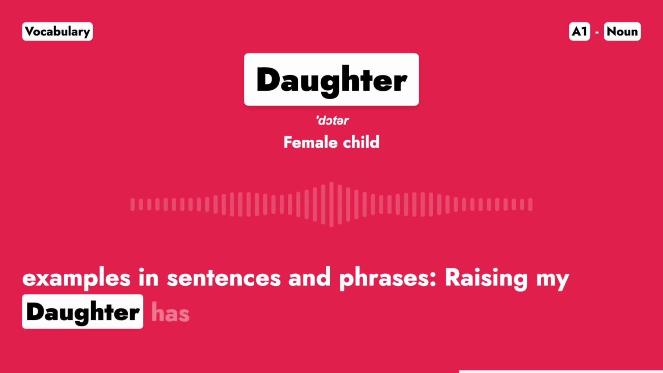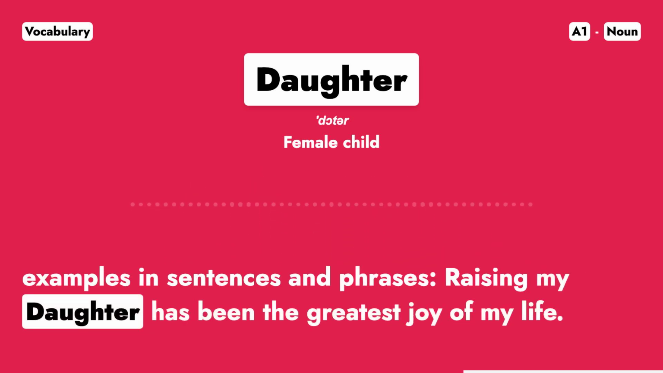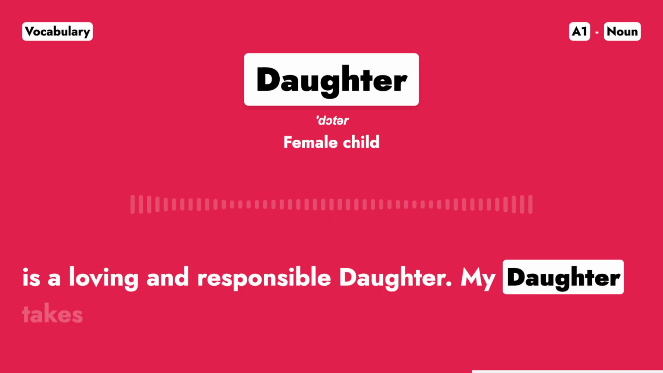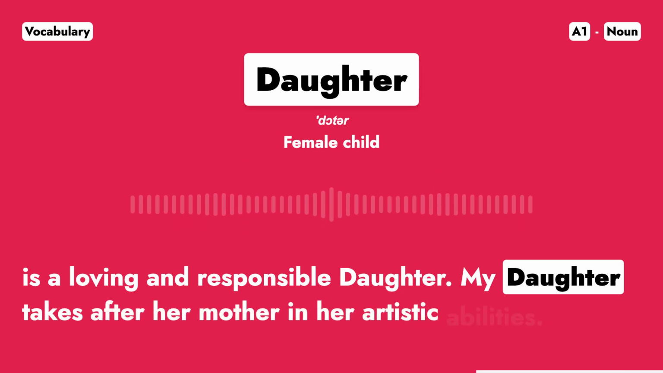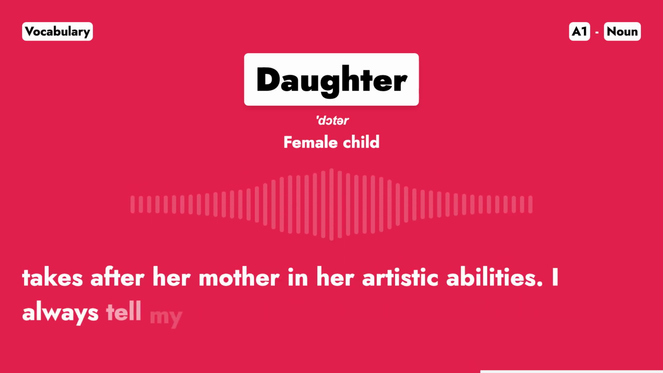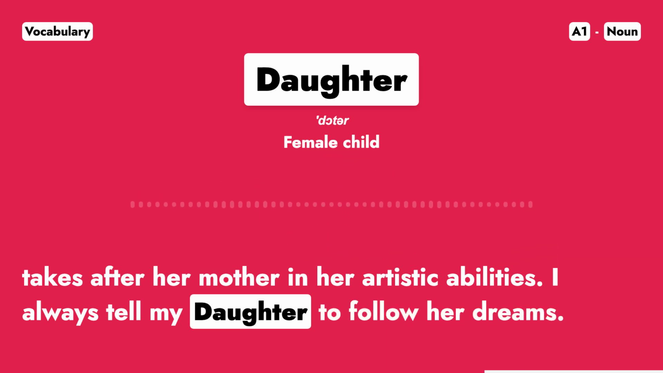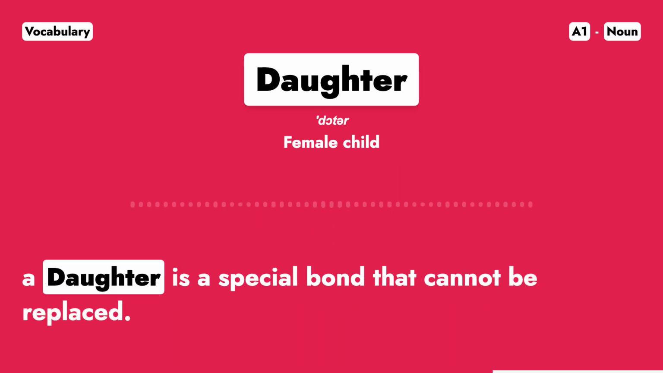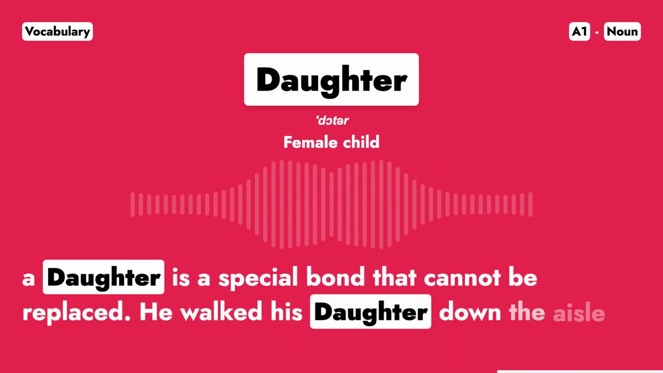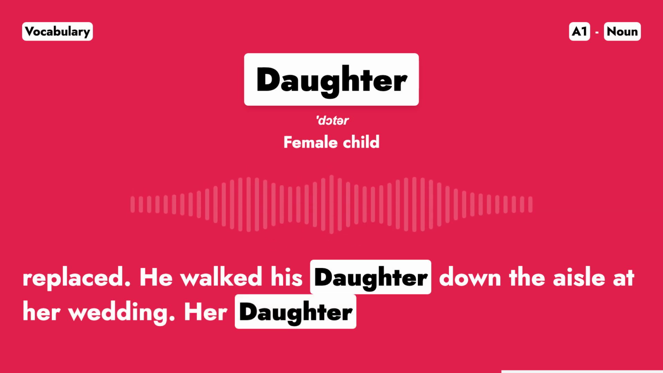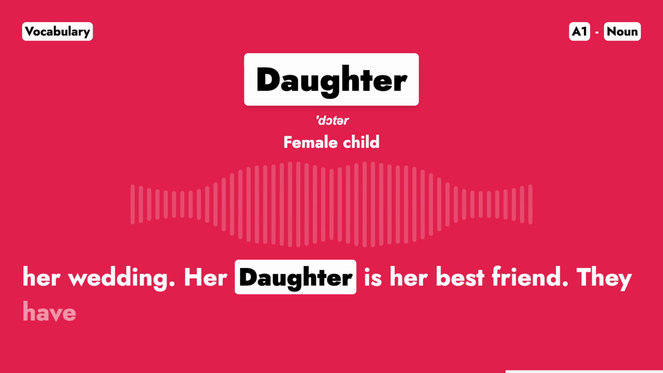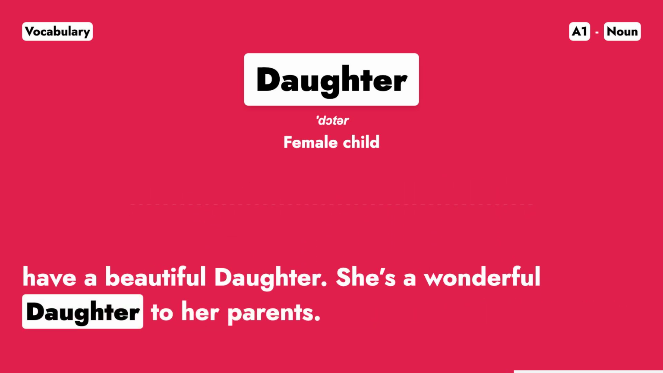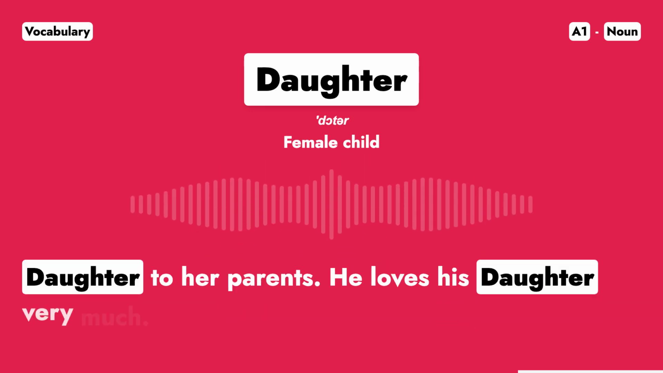Here are some more usage examples in sentences and phrases. Raising my daughter has been the greatest joy of my life. She is a loving and responsible daughter. My daughter takes after her mother in her artistic abilities. I always tell my daughter to follow her dreams. Being a daughter is a special bond that cannot be replaced. He walked his daughter down the aisle at her wedding. Her daughter is her best friend. They have a beautiful daughter. She's a wonderful daughter to her parents. He loves his daughter very much.